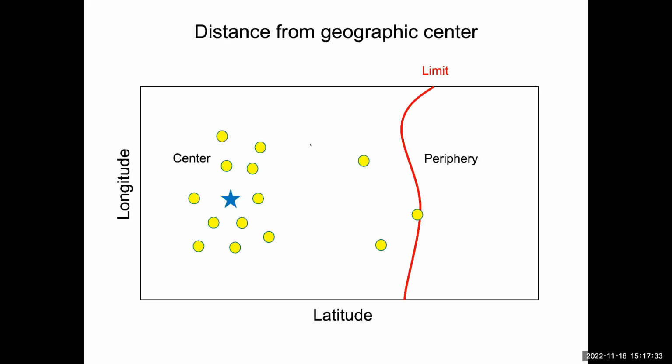The first one is distance from the geographic center. That distance is estimated across the geographic range of the species. So you have here the coordinates of each population. That blue star represents the center, and you have the periphery here in red. The distance from the geographic center is just the distance between each of these yellow dots and that blue star.